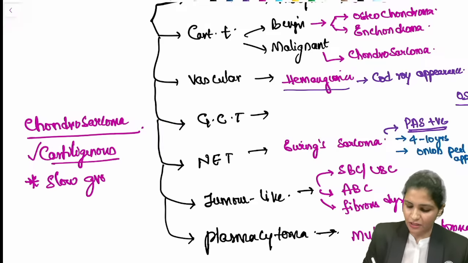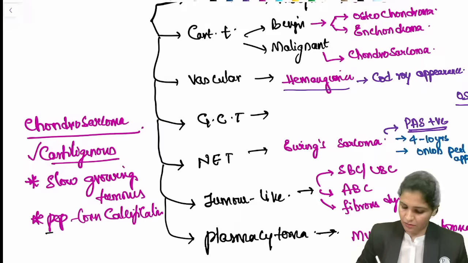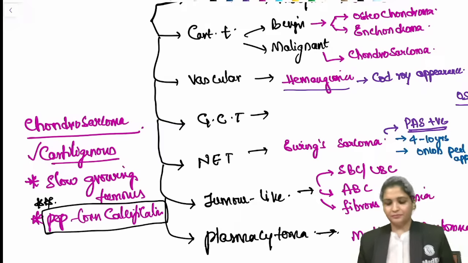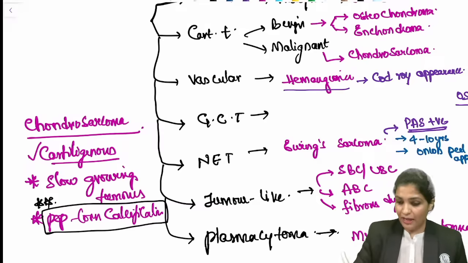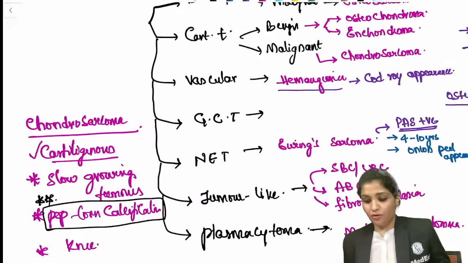See, cartilaginous tumors are usually slow growing tumors, and here you will see popcorn type of calcification. So that is very important, popcorn type of calcification. That is the important point in chondrosarcoma, right? It also has a predilection to occur near the knee joint. So that is about your chondrosarcoma.